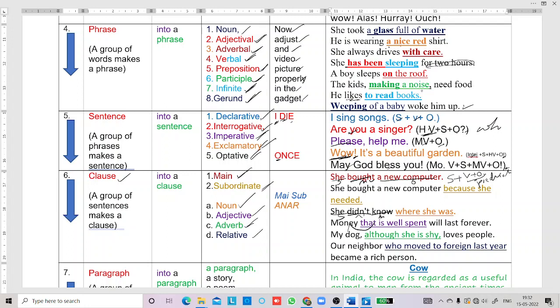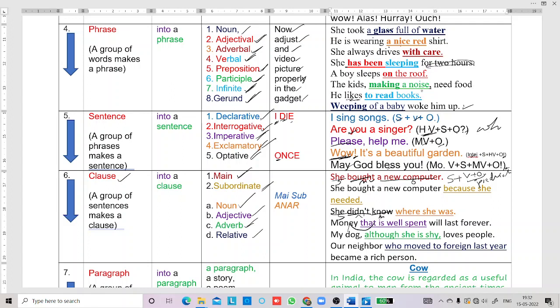How? Generally, you ask a question when you get an adverb clause. How? My dog loves. How does she love? She loves although she is shy. So this also we can understand with more examples, no problem.